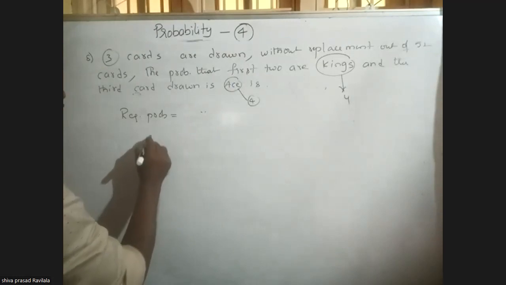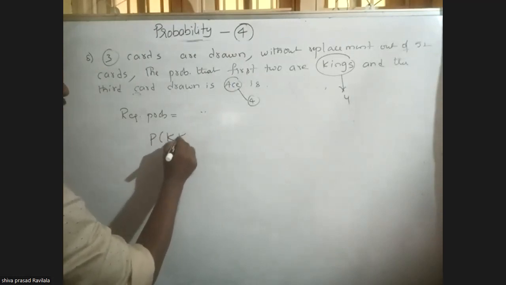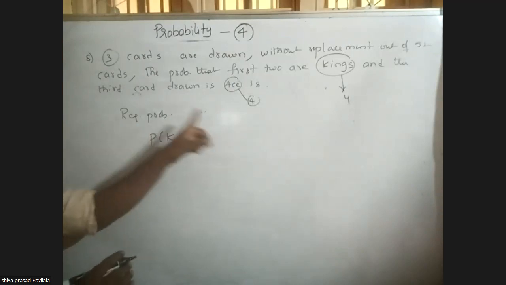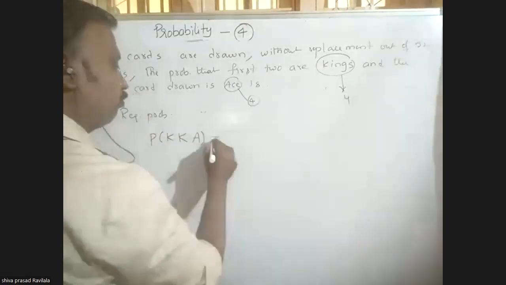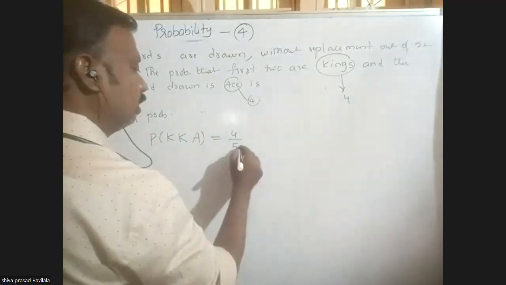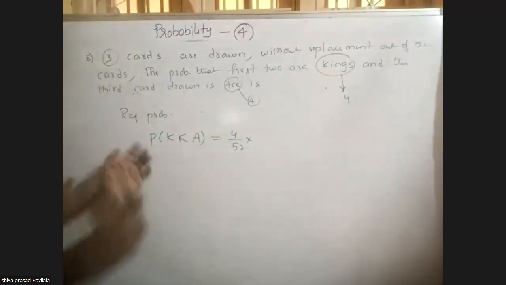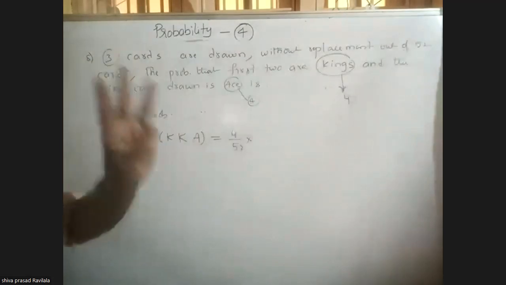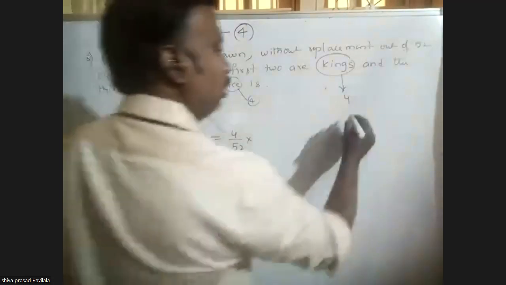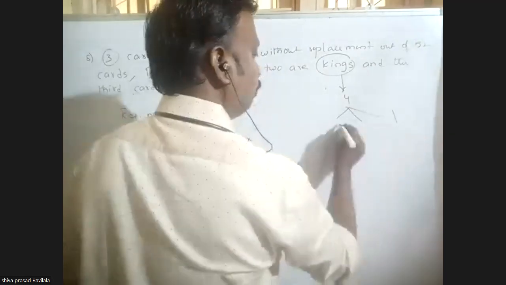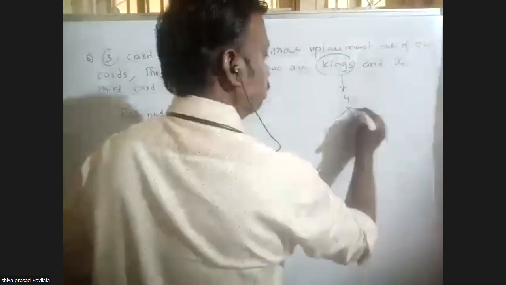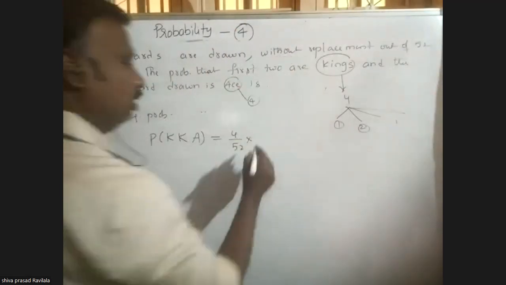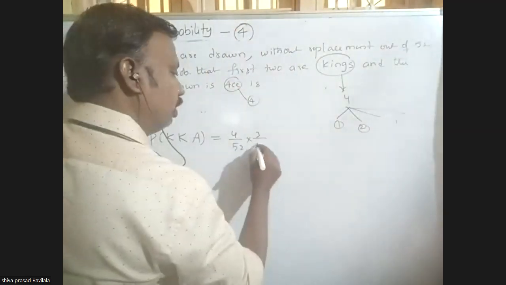Required probability, that is probability of king, king, ace card in this order, equals first one king, 4/52. In the second case, the box contains only 51 cards, because we have already taken one king card and we have only 3 king cards left. Total 4: 1, 2, 3, 4. First one completed, go for the second one. We have 3 options, therefore 3 by 51.